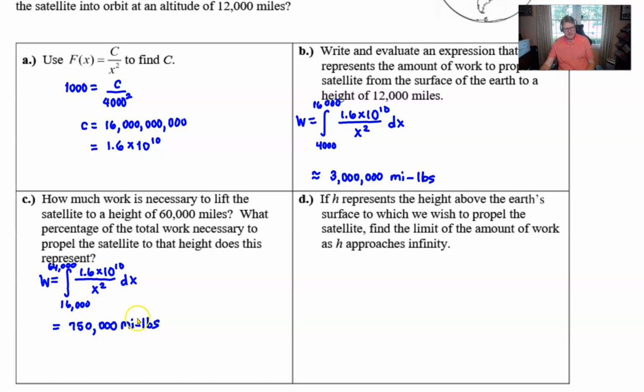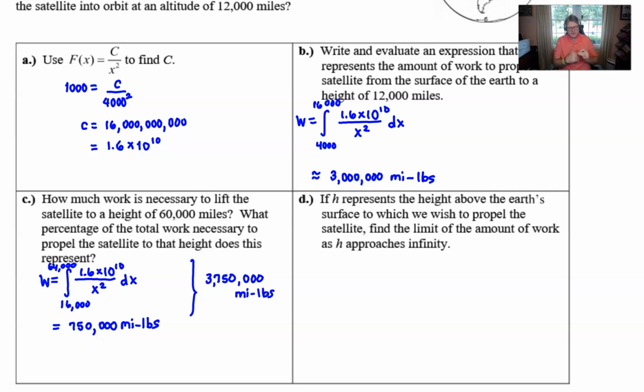Okay? Now, to answer this question, it says, for the total amount of work that's required, I guess we probably should add these numbers together, right? The answer from part B and the answer from part C will really depict the total amount of work to take it all the way up to that 60,000.